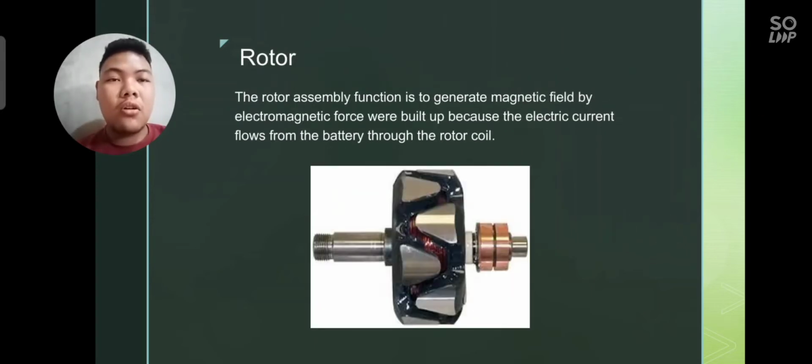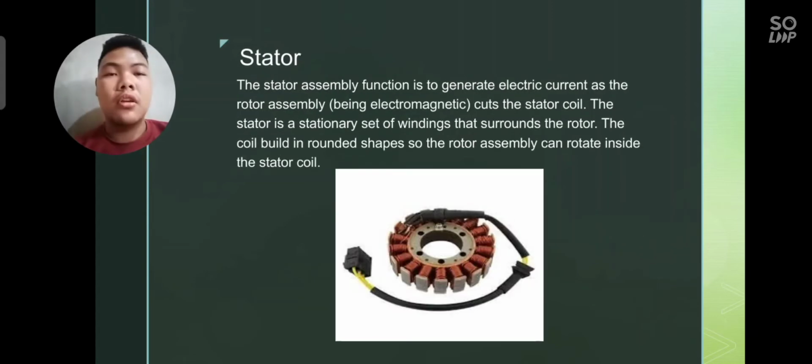The rotor assembly function is to generate a magnetic field. The electromagnetic force is built up because of the electric current that flows from the battery through the rotor coil. The stator assembly function is to generate electric current as the rotor assembly cuts the stator coil.